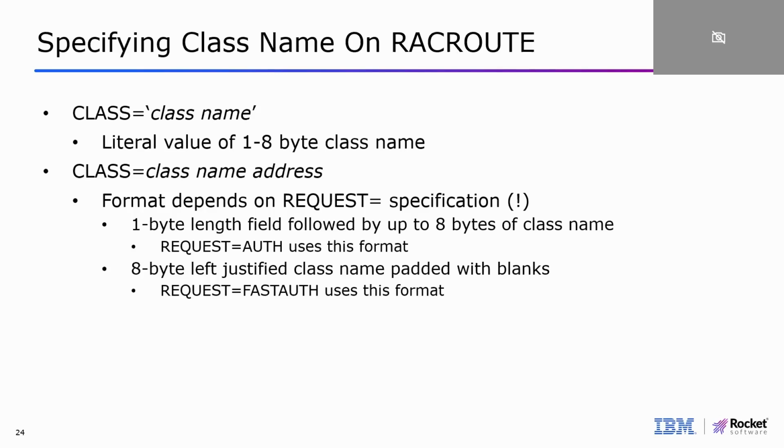And this comes to my absolute craziest thing about RACROUTE that just blows my mind every time. The format of this field depends on the REQUEST= specification. And it's even crazier when you think that REQUEST=AUTH and REQUEST=FASTAUTH use different formats. So if you're doing REQUEST=AUTH, you've got to have a 1 byte length field followed by up to 8 bytes of class name. If you're using REQUEST=FASTAUTH, you have an 8 byte left-justified class name padded with blanks. Okay, yeah, not RACF's finest moment.